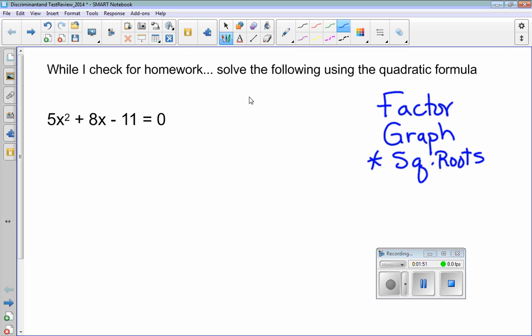The thing we learned last class was the quadratic formula. Okay? So all of these are methods to solve a quadratic equation. And you're going to need to know how to do all of them. We know how to factor. We've done that over and over again. We factor, we set each of the factors equal to 0.